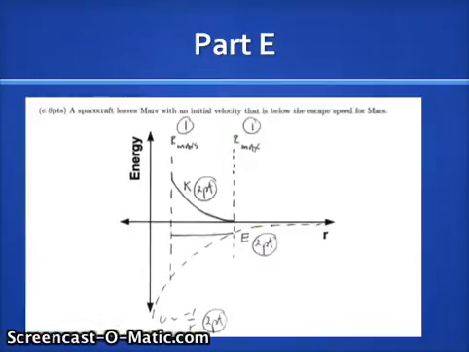For part E, a spacecraft leaves Mars with an initial velocity that is below the escape speed for Mars. If you look, here's your R and your R max, and you have your U down here. Here's your total energy. You start off with a high kinetic energy and also a very small U, negative 1 over R, and it's going to grow as it gets closer. And it has this R max because it has to have the escape speed. So it has like a boundary right there. And that is how you go about part E.